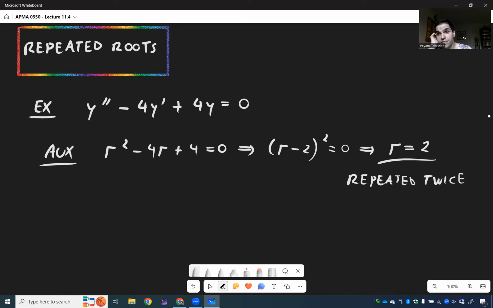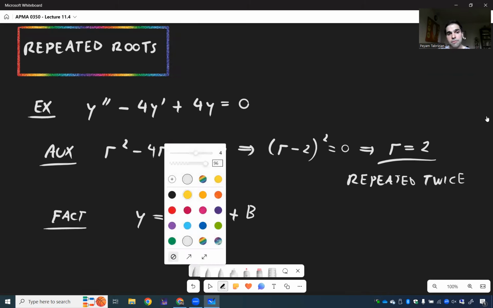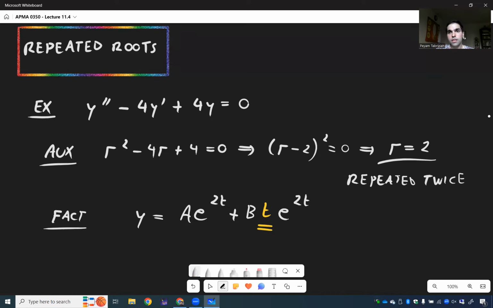The only difference is that instead of having ae to the 2t plus be to the 2t, you have to add an extra t. So in fact, the solution y is simply ae to the 2t plus bt e to the 2t. If it was repeated 3 times, you would add an extra t squared, but that would be for higher order equation.